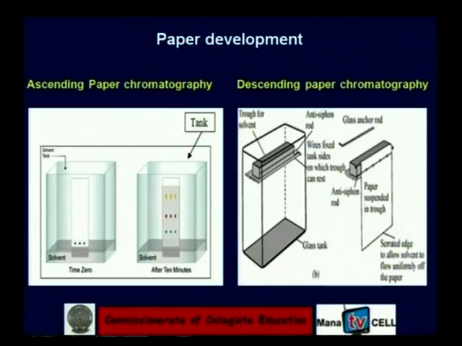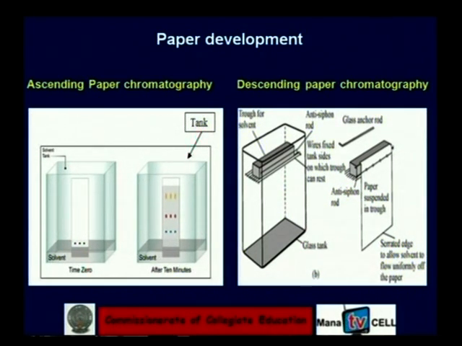In ascending paper chromatography, the solvent ascends from downwards and the only force acting is capillary force. Due to this capillary force, the molecules move very slowly and the accuracy is very good. While coming to descending paper chromatography, the solvent descends from the top of the chamber and two forces act on it, that is capillary force and gravitational force.